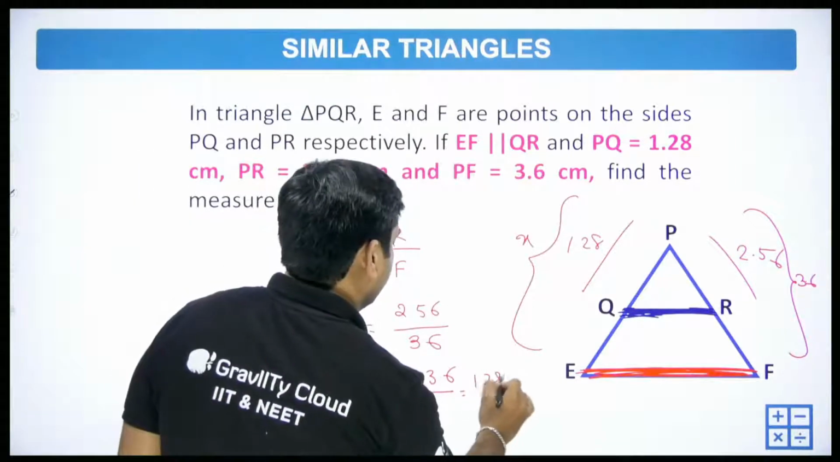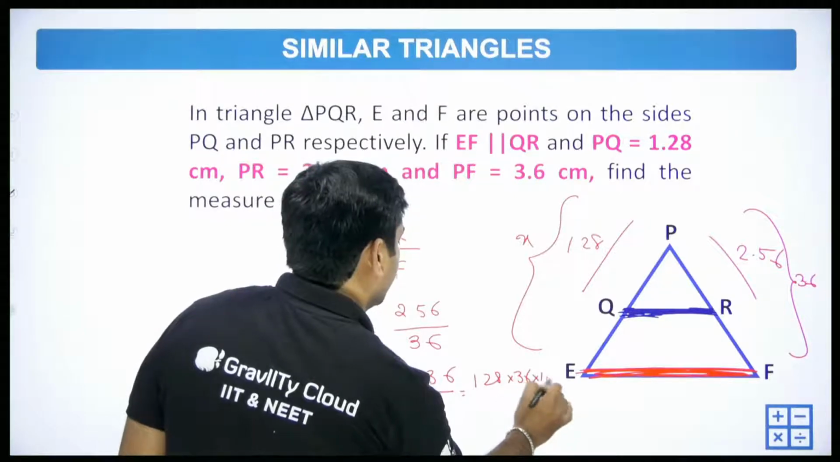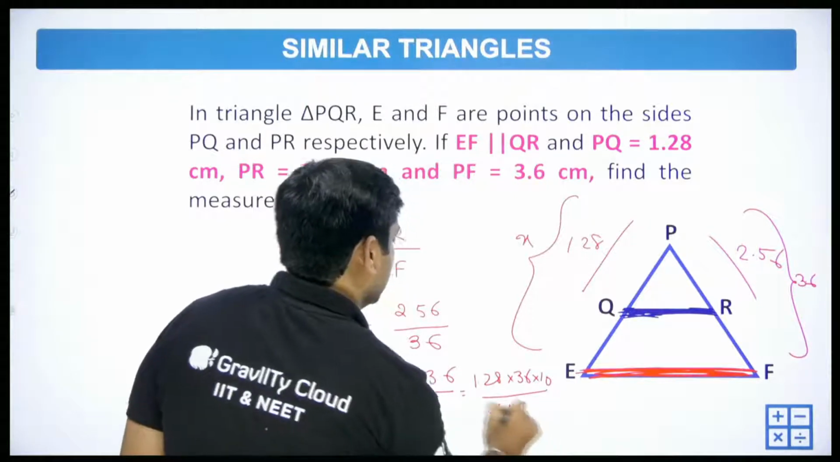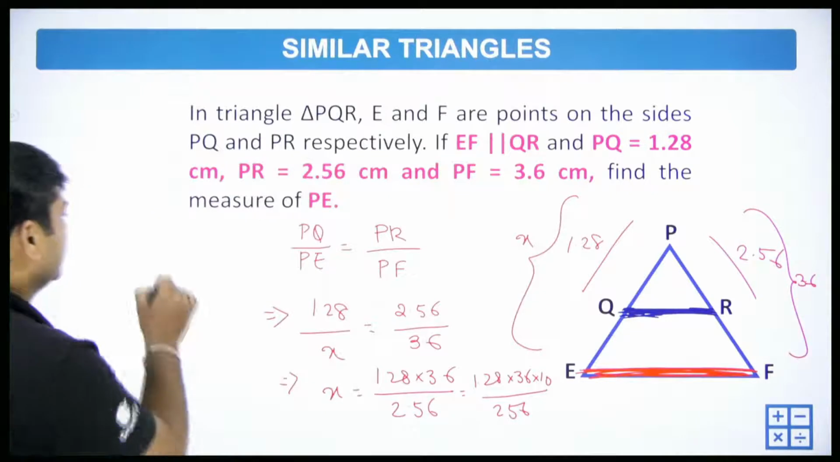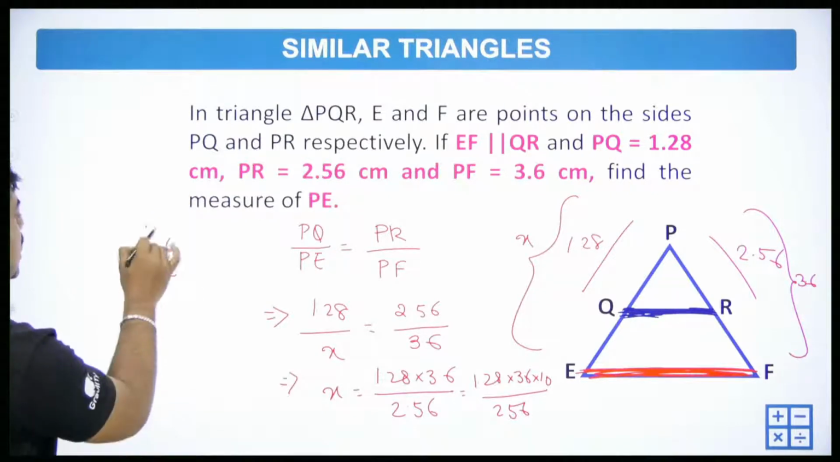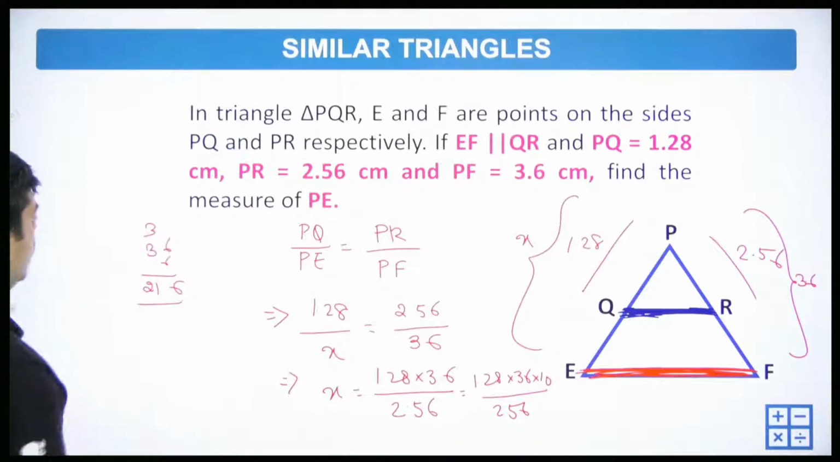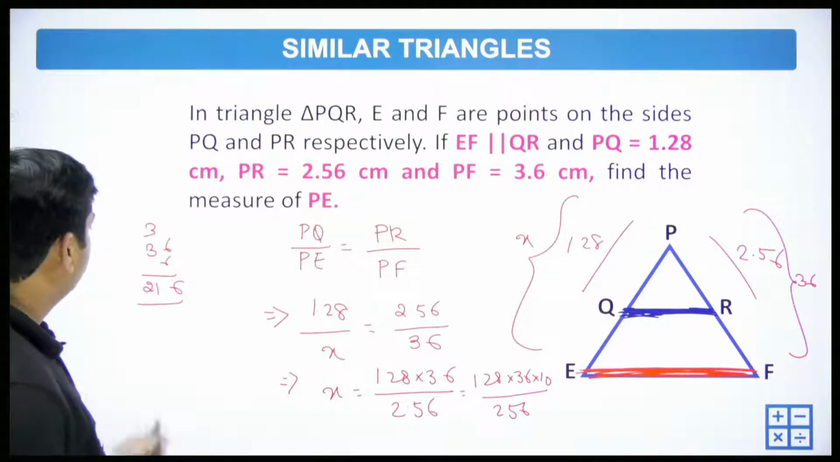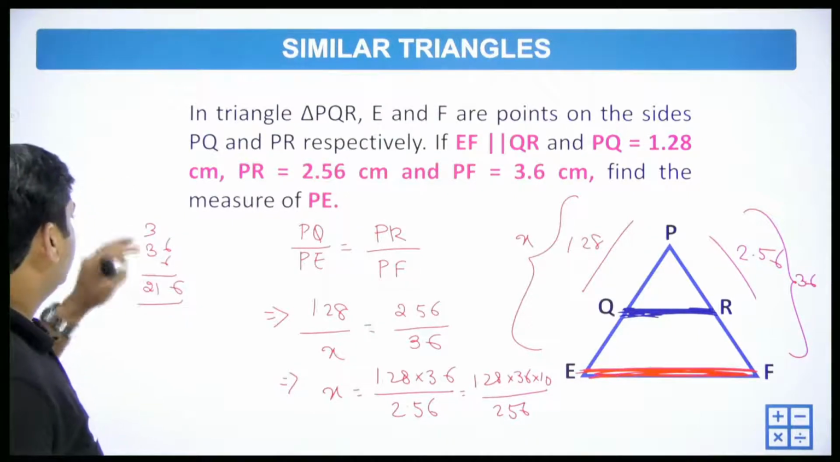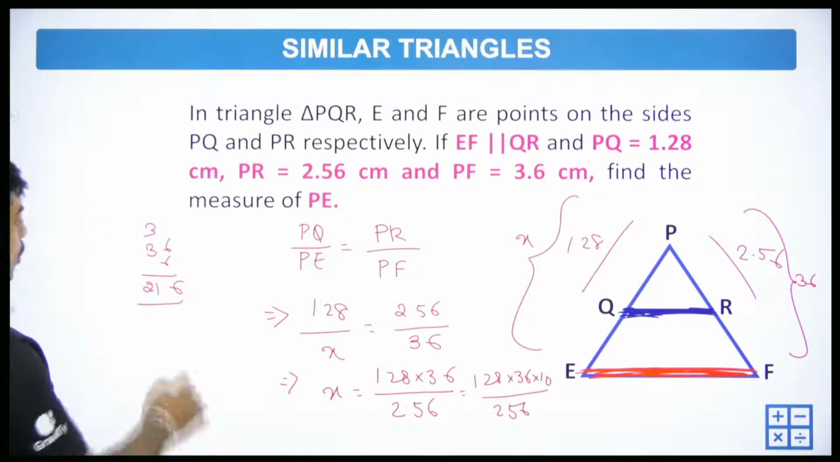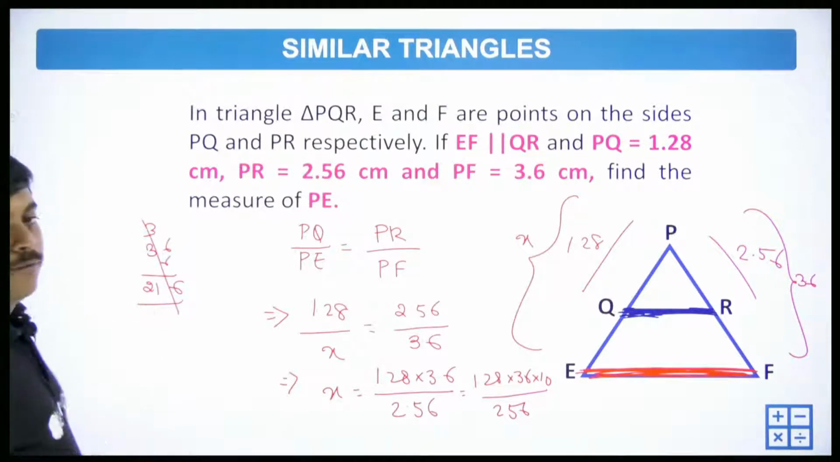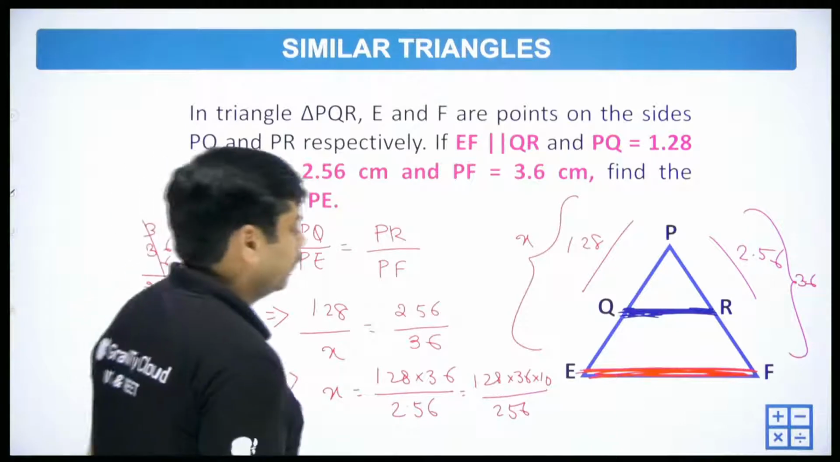1.28 into 36 into 10 by 256. So can we cancel 36 with 6? 6 is 36, 6 is 18, 19, 20, 21. I'm so sorry. With 36 into 6 we are not getting that. 6 is 36, 6 is 18, 19, 20, 26. No, I don't think with this one we will get it. Maybe with 16 or maybe with 4 we can cancel.